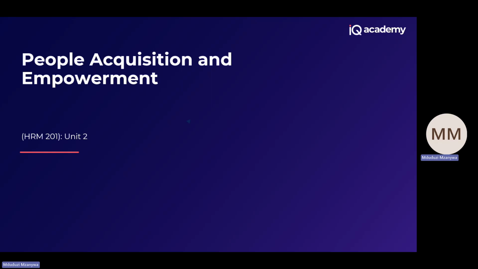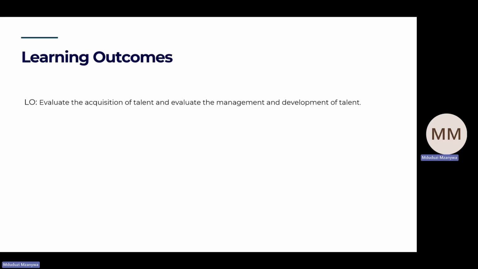So it's a very short class on the hiring function of HRM, which focuses on just three things just today. That's your recruitment, selection, and orientation. So just those three areas. As a result, the learning outcome is to evaluate the acquisition of talent and evaluate the management and development of talent. So that's what we are looking at.